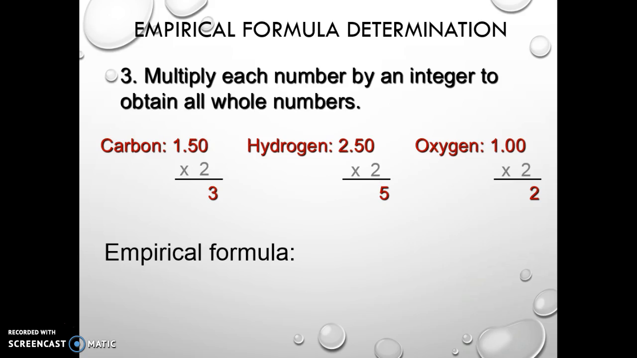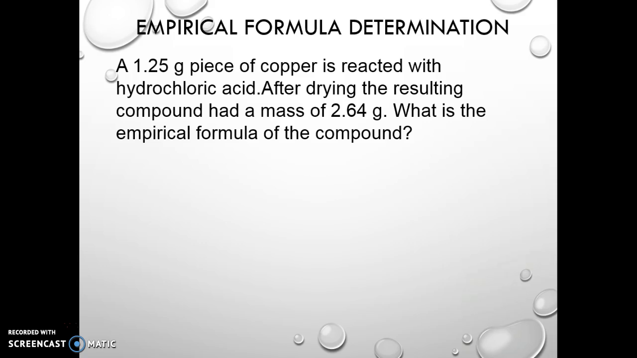So what is the empirical formula? Well, we have 3 carbons, 5 hydrogens, and 2 oxygens. So the empirical formula would be C3H5O2. Okay, let's try another problem and see if we can figure out the system here. Okay, so this one is from experimental data. So we have a 1.25 gram piece of copper and it's reacted with hydrochloric acid. After drying, the resulting compound has a mass of 2.64 grams. What is the empirical formula of the compound?